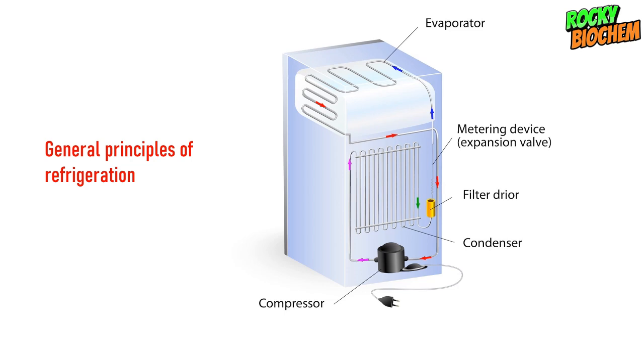And after that, the refrigerant will now be in the form of a saturated liquid, and then it will flow into the expansion valve, where expansion of the fluid will occur, and the temperature will fall drastically as well. After that, it will enter the evaporator coils again, and the cycle will continue. This is basically how a refrigerator works.